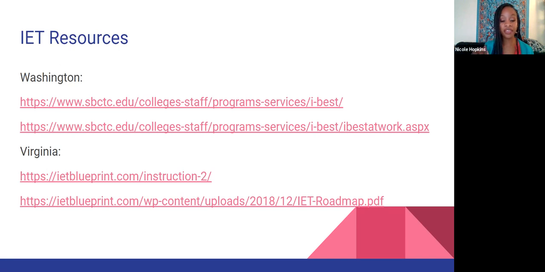And then Virginia, they have a really cool resource. It's called IET Blueprint. And so they've got a blueprint, which I've put here, and then also a roadmap that you all can check out. And again, because they're doing so much work in corrections, this is an area that I think would be worth exploring and checking out those resources later on if you'd like to.